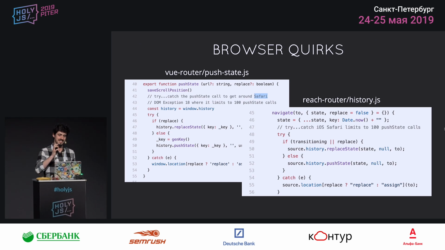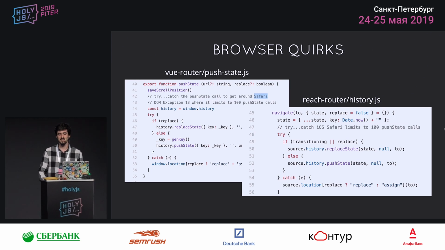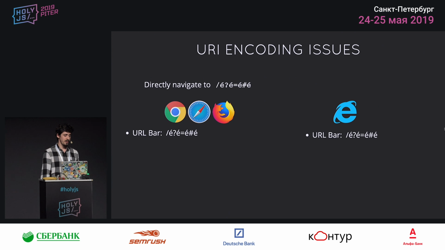And you have the exact same try-catch for a bug in Safari, on mobile Safari, iOS, that pretty much breaks when you do 100 push states. I don't know if it has been fixed yet, honestly, but you have to keep it just in case for older browsers. So that's one of the quirks, but there are more. And then we have another very cool thing.